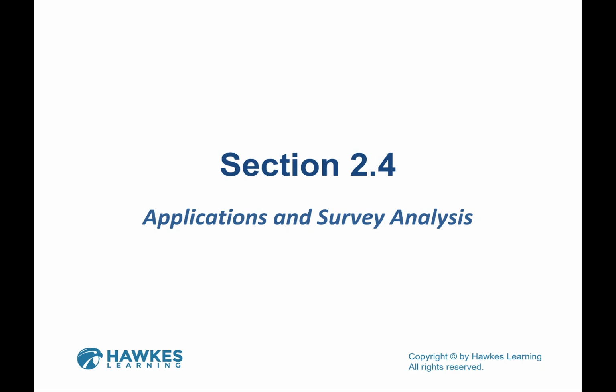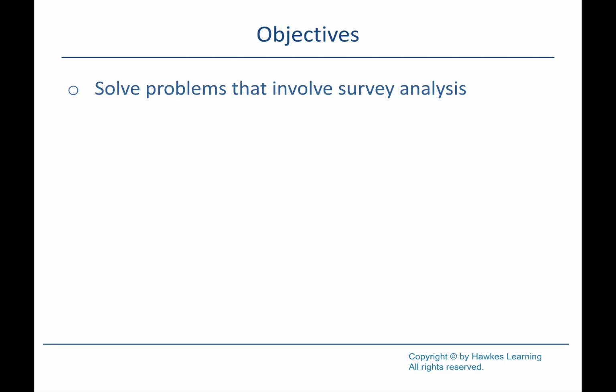So the name of this section is really fancy. It says Applications and Survey Analysis. All we're doing is filling out Venn diagrams and using those to solve problems. So, ain't nothing near as fancy as it sounds. Okay. This section is pretty short. We're gonna be given some little survey reports and then make Venn diagrams out of those and then answer whatever question they ask us about those surveys. Okay.